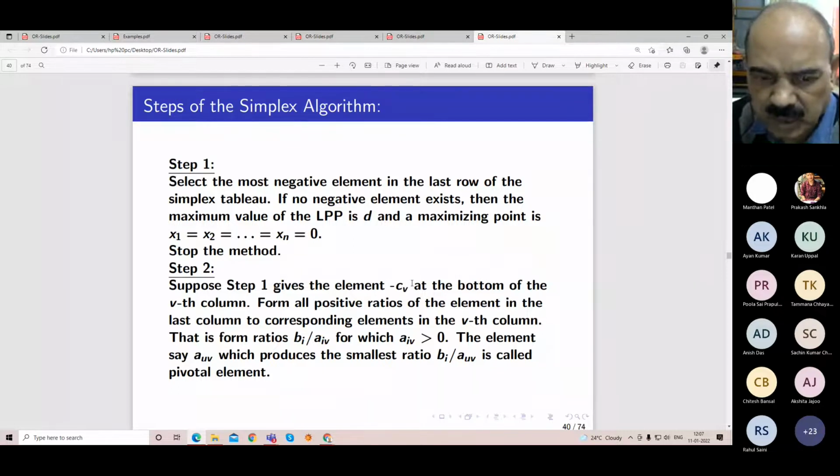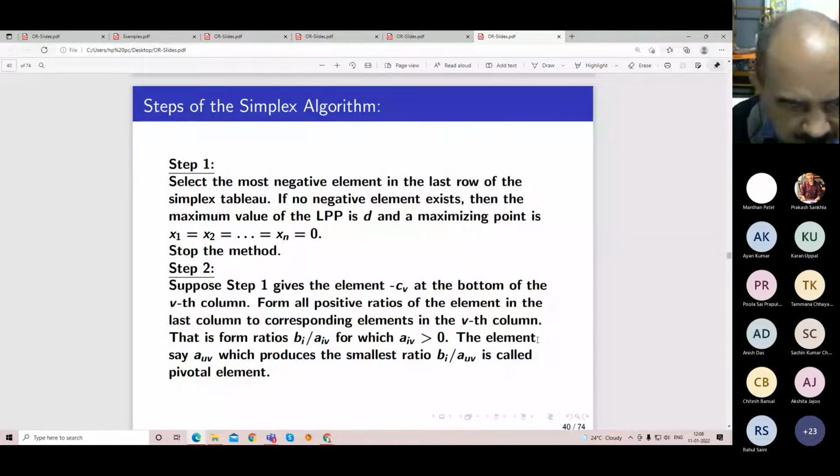Because the minus CV is representing the last row element in the vth column, we will form the ratio in this manner: BI divided by AIV, where AIV is positive. If AIV is 0, we cannot divide. If AIV is negative, we cannot divide. Only we will have a positive ratio in the form BI divided by AIV.